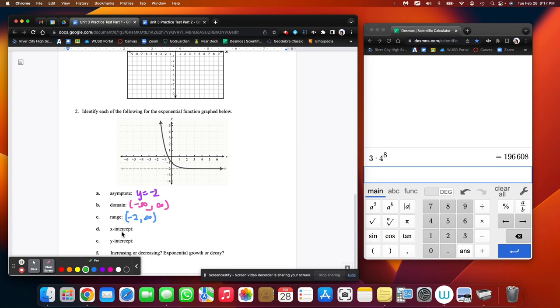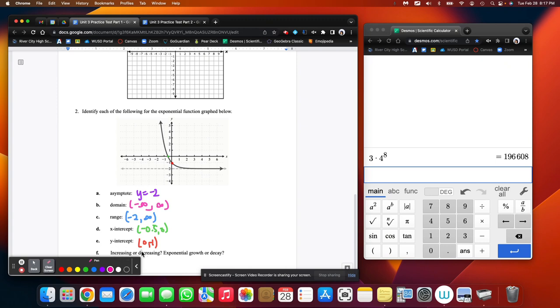Now we're going to look at the x-intercepts where it crosses the x-axis. So it looks to be right here. So if we have to estimate, we're going to estimate. So that looks to be negative 0.5, comma 0. Make sure you write your x-intercept as a point. And then for your y-intercept, where it crosses the y-axis, which is right here. So that's 0, comma negative 1.